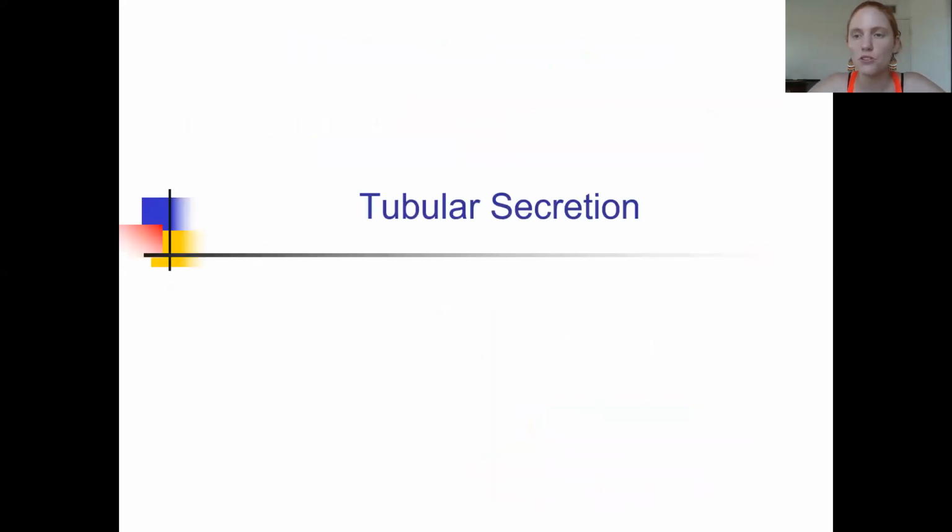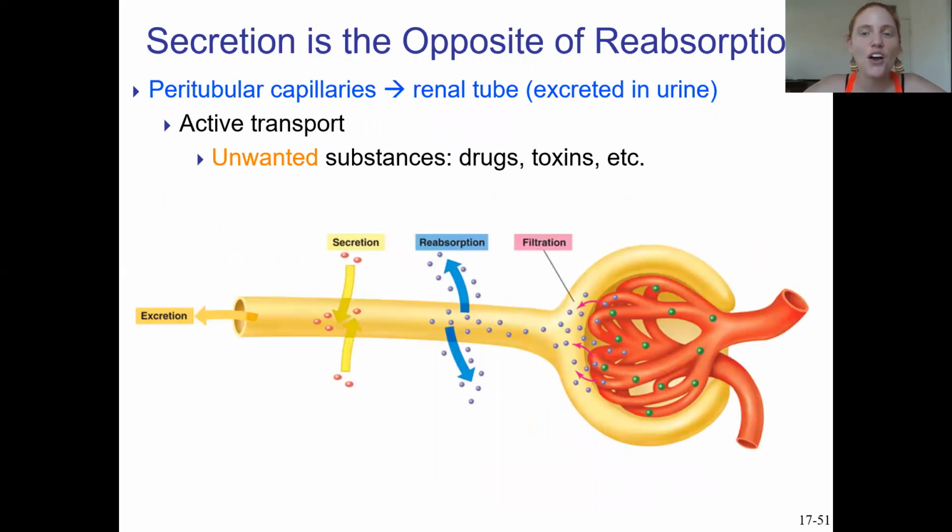Okay, on to tubular secretion, but it's only one slide. So remember that reabsorption is back into the body, and secretion is just the opposite of that. What we're going to do is take anything that we weren't able to get through filtration, but we still need to get rid of, things like drugs or toxins or anything we don't want. Now we're going to use active transport to put it into the tube so that we can excrete it. Okay, so it's just the opposite of reabsorption.